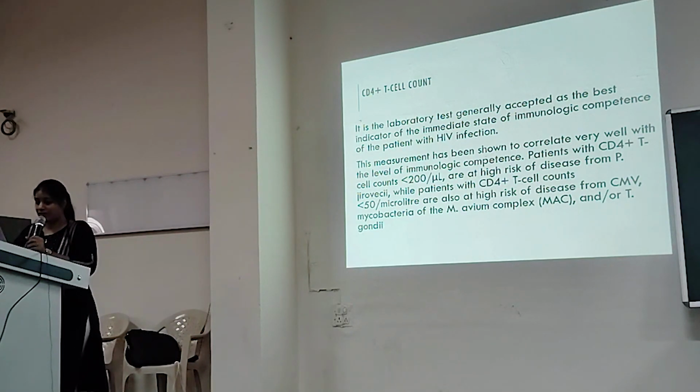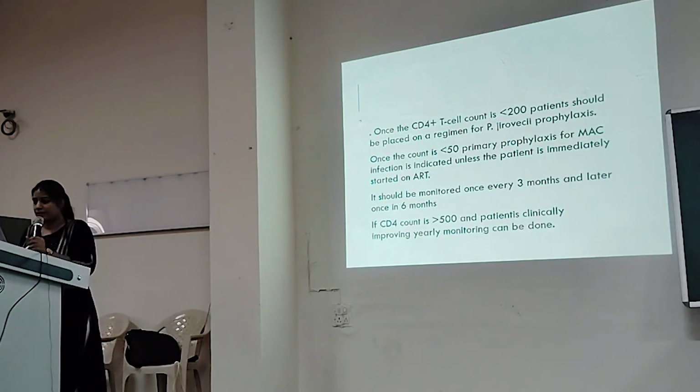Pneumocystis jirovecii pneumonia. And when the CD4 count falls to less than 50, the patient is prone to infections like CMV, atypical mycobacteria like Mycobacterium avium complex, and Toxoplasma gondii. So if the CD4 count is less than 50, we have to give prophylaxis for Mycobacterium avium complex and Toxoplasma gondii.